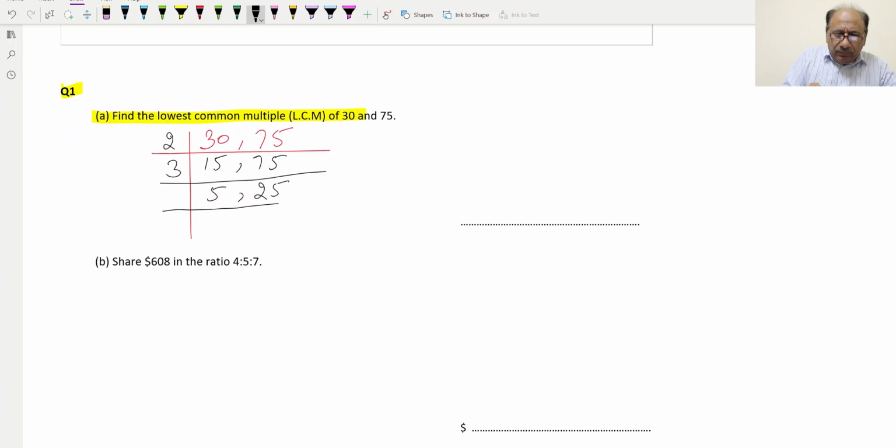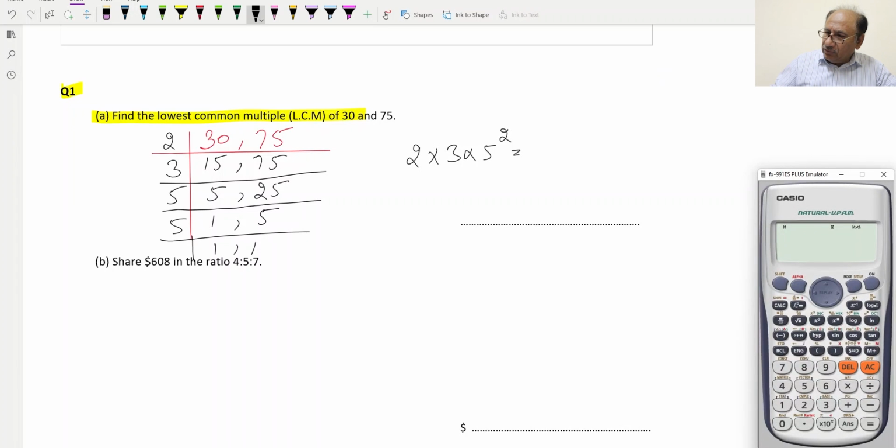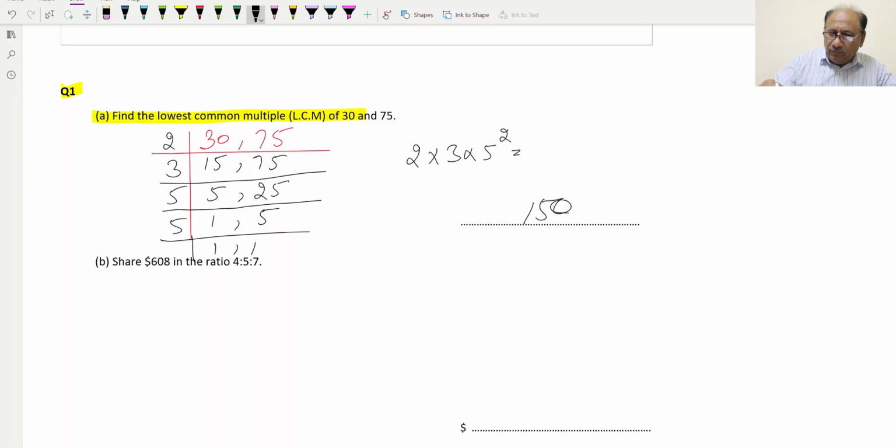Then next will be what? Next will be with the 5, so we can do 1 and 5, and again with 5, so it will be 1 and 1. So up to 1 and 1 we are solving, then we will be multiplying these numbers, and we will get 2 into 3 into 5 raised to power 2. We can check this with the calculator, so it will be 2 into 3 into 5 squared, and this is equal to 150. So 150 will be the answer for this part.